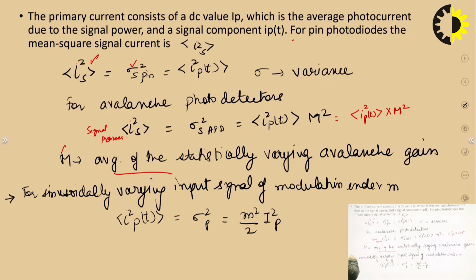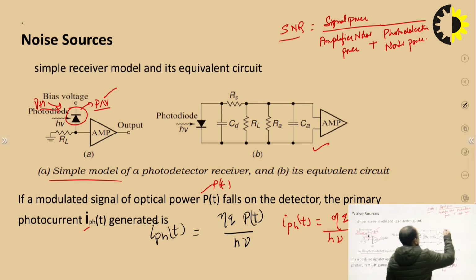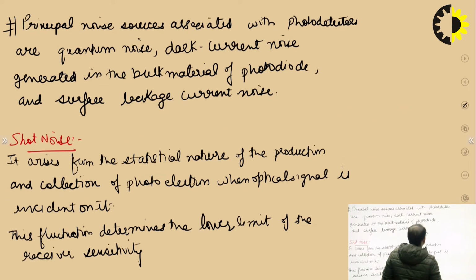So for a sinusoidal input signal at the transmitted mode, if the modulation index is m, then the input signal power will be equal to m squared upon 2 into I_P squared. Clear? Now see, this can be determined by the factor m squared by 2 into I_P, or this signal power can also be written as I_P squared into m squared.